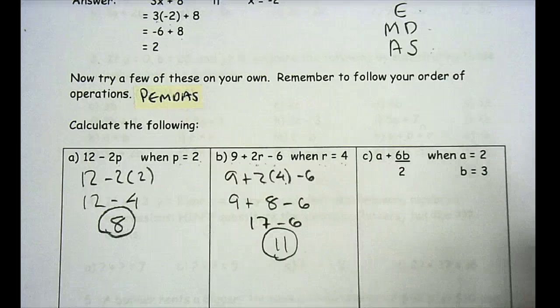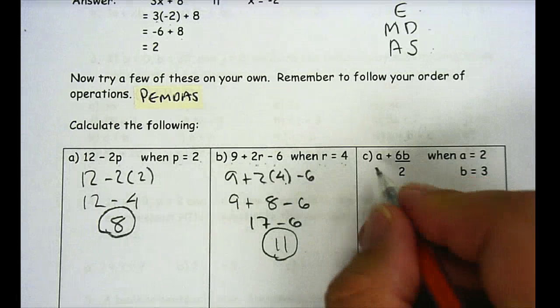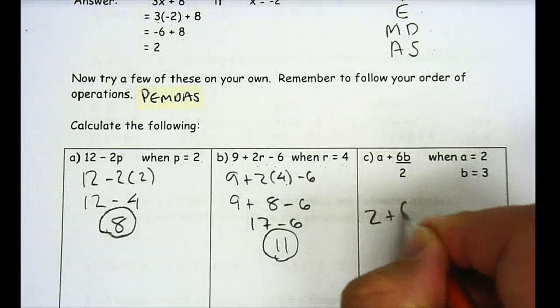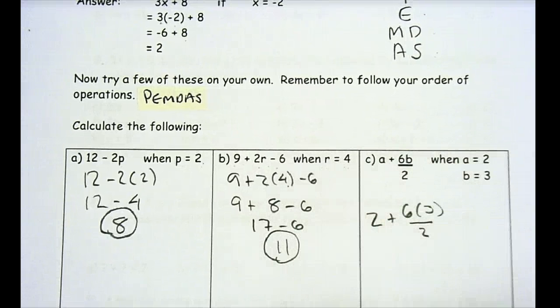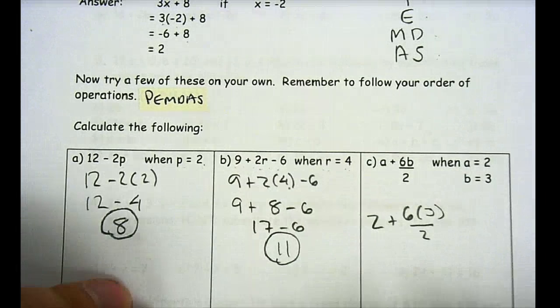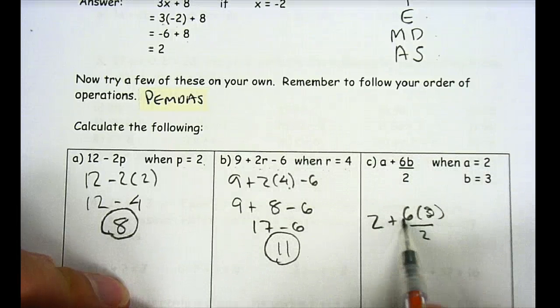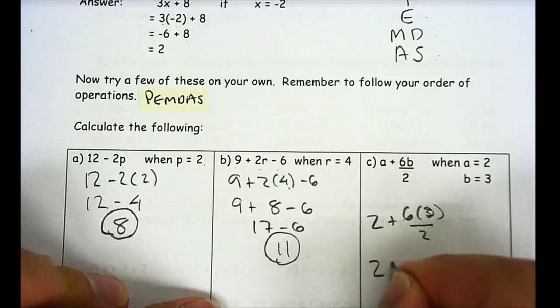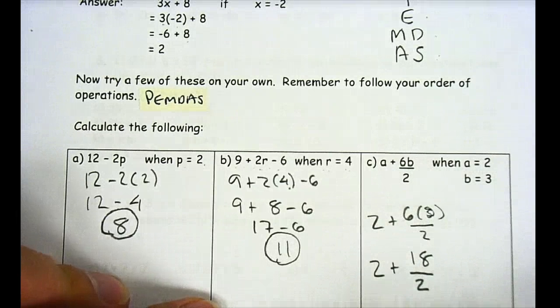So let's substitute the problems in there. A is equal to 2 and B is equal to 3. So A becomes 2 plus 6 times B, which is 3, divided by 2. Now in this problem, I've got to do this whole part first before I add the 2. So let's figure out what the top would be. There, it's 6 times 3. So it's going to be 2 plus 6 times 3, which is 18, divided by 2.